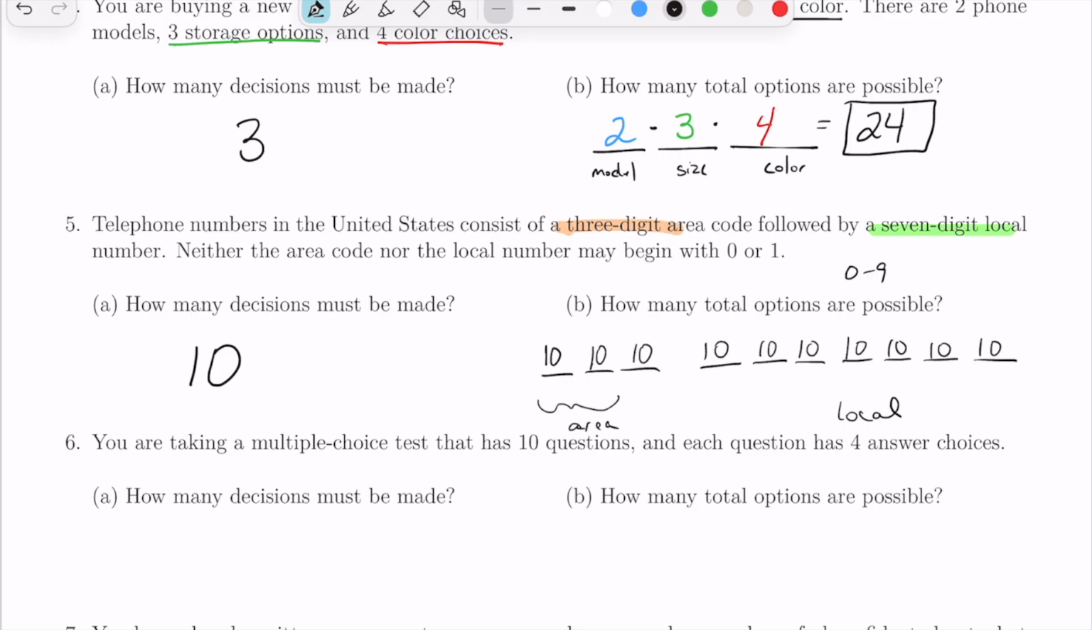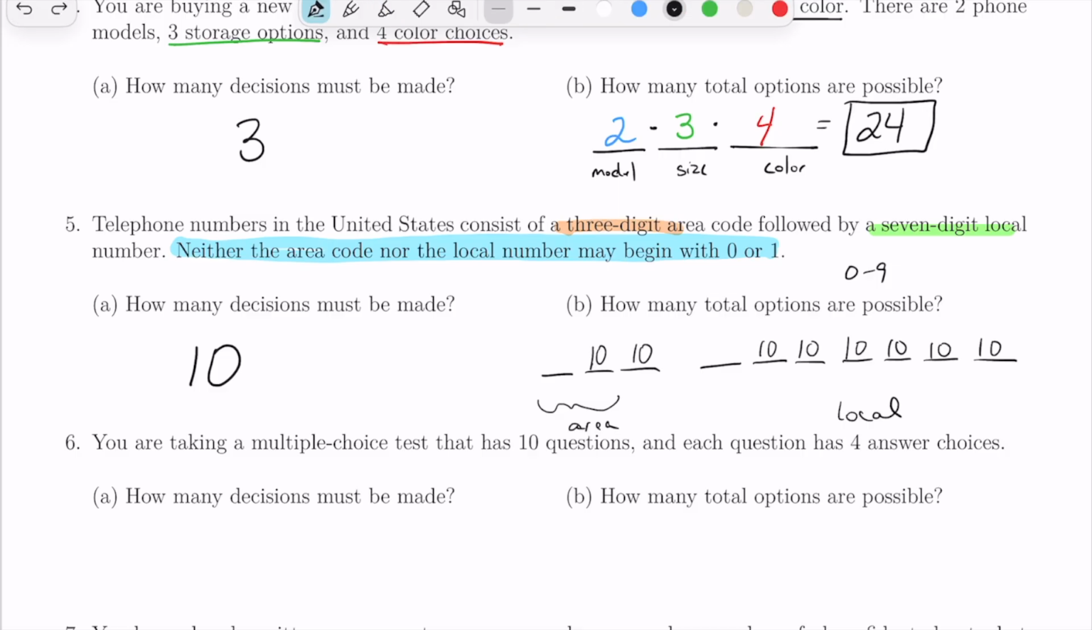The problem, and why this doesn't work, is they tell us that the area code and the local number cannot begin with a 0 or 1. So I've got to come back and look at this one, and I've got to look at this one here. I don't actually have 10 choices for those, because if I can't have a 0 or a 1, then that means I only have 8 choices left.